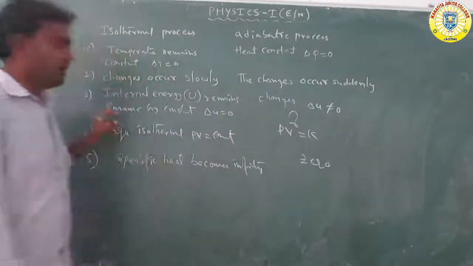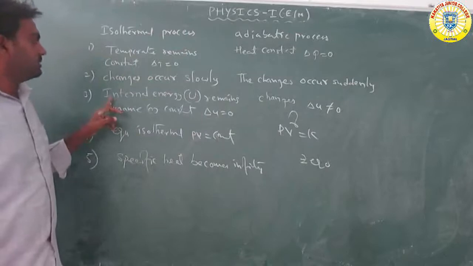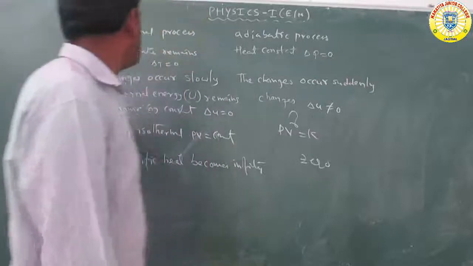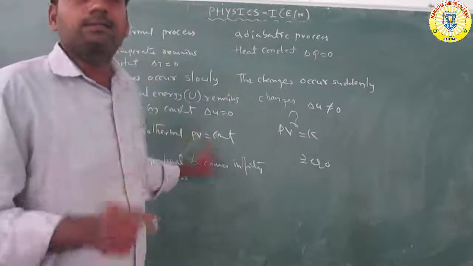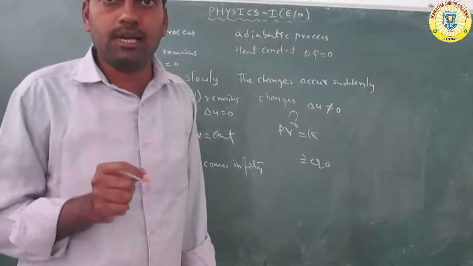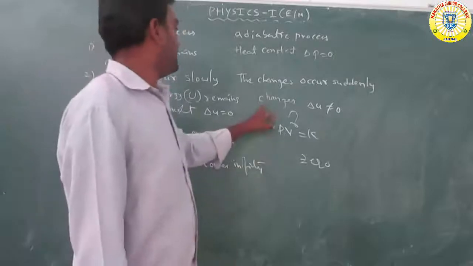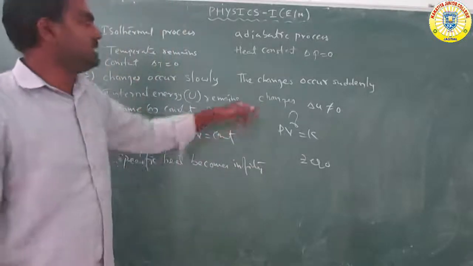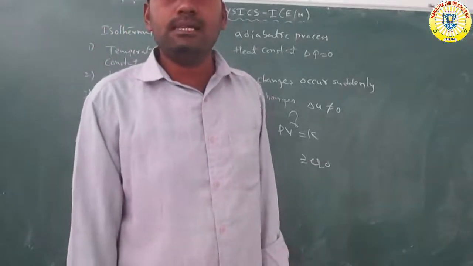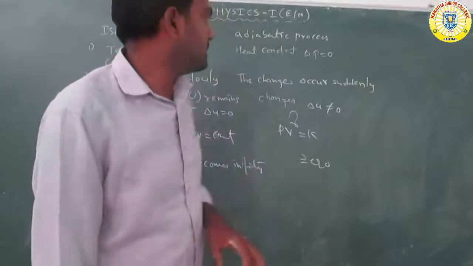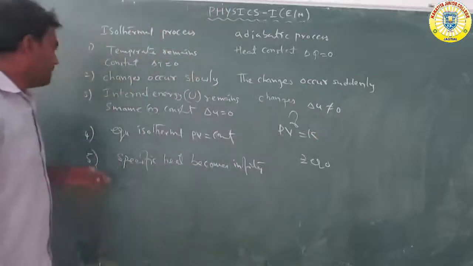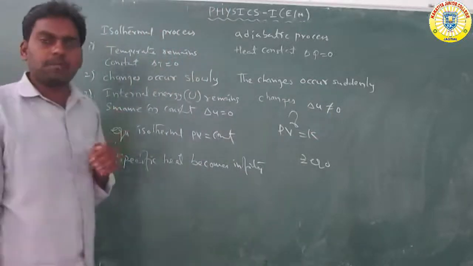Another difference: in the isothermal process the internal energy U remains the same or constant, which in mathematical form is delta U is equal to 0. But in the adiabatic process the internal energy changes, so delta U is not equal to 0.